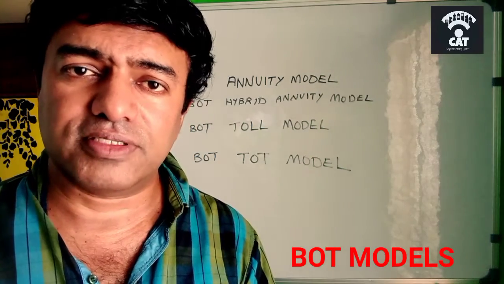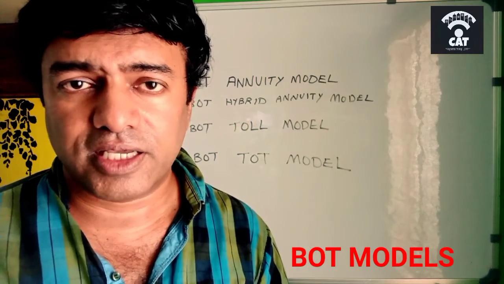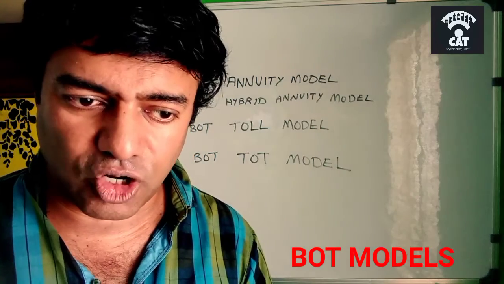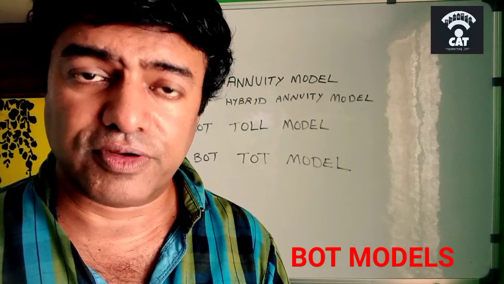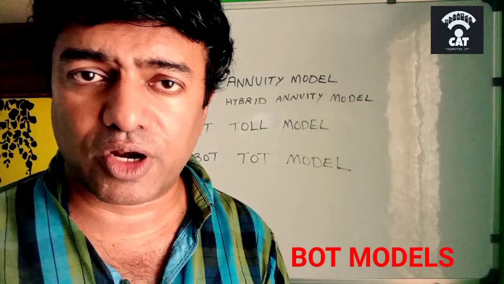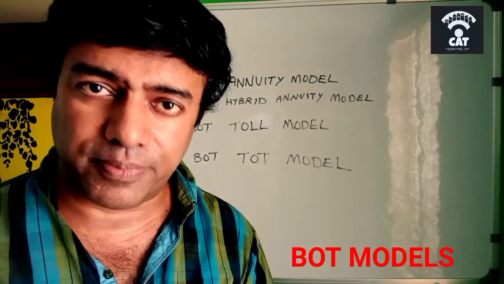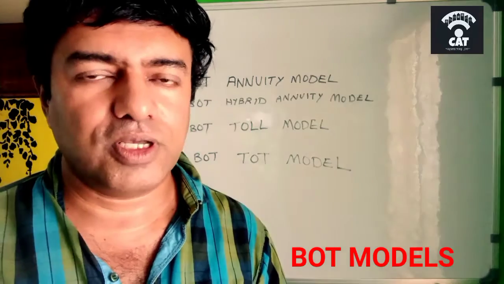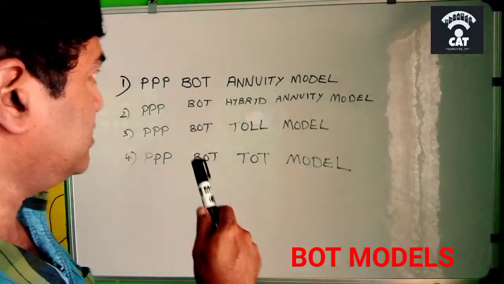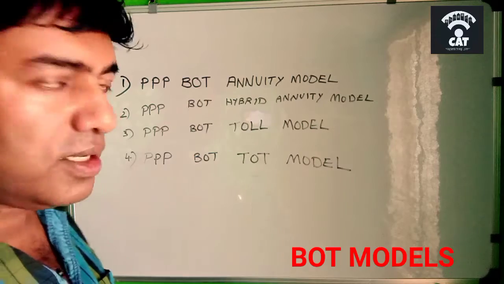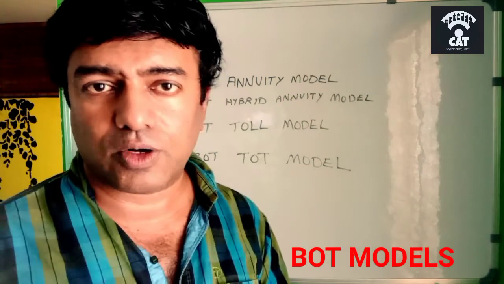For example, in Kerala, if the NHAI wants to build a 100-kilometer road within a stipulated time of 2 years, and it has been given to, say, Adani Ports. So if we are going for the first model, that is the Triple P BOT annuity model, I will explain how they are doing that.